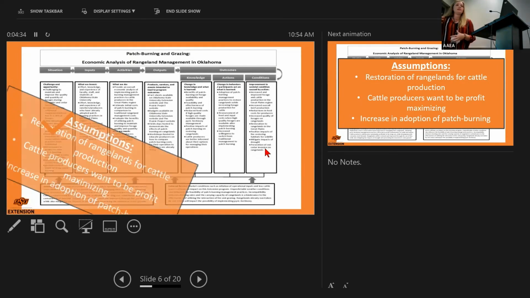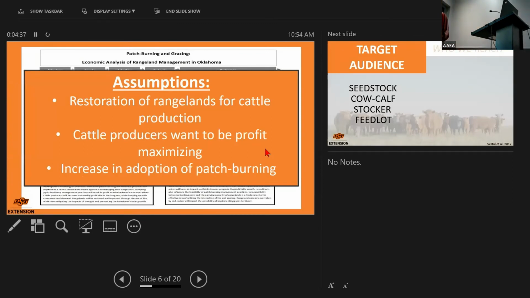And then the assumptions that we're making from this extension program, based on all these aspects I'm going to go through throughout this presentation, are that the restoration of rangelands from patch burning will increase. And then also we assume cattle producers want to be profit maximizing. They want their operations to be profitable. And so through this research and extension program, by sharing this information, we hope to see a potential increase in the adoption of patch burning once producers see that it can be cost reducing and profitable.